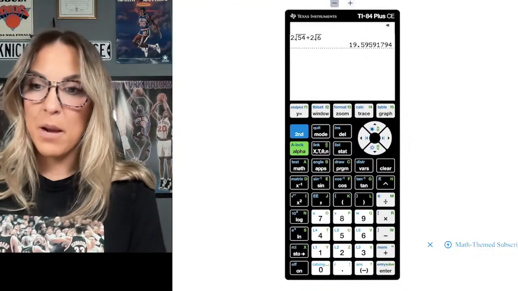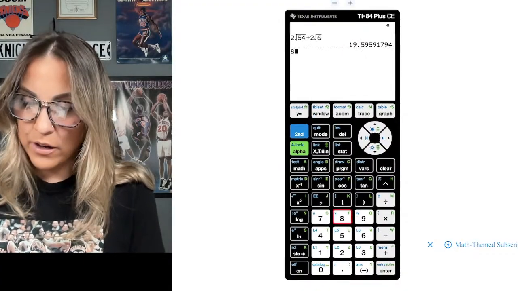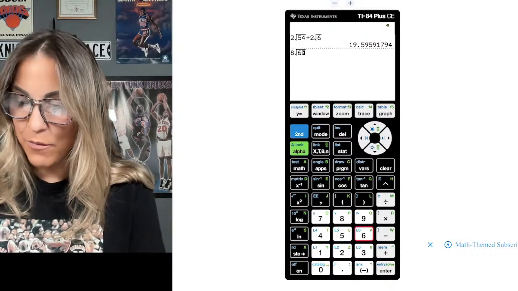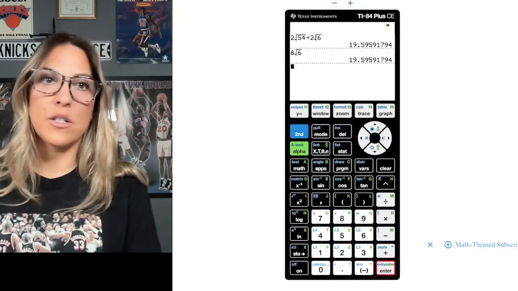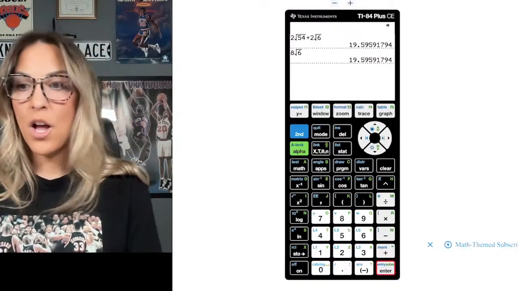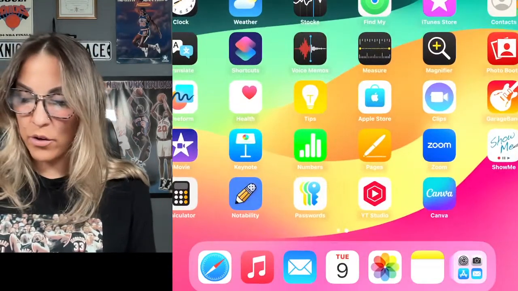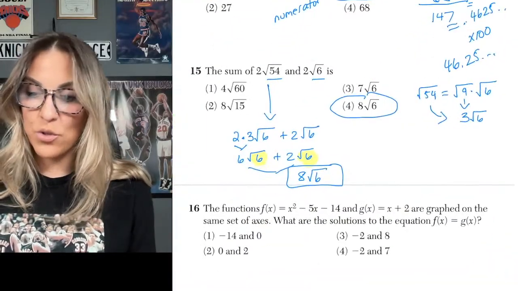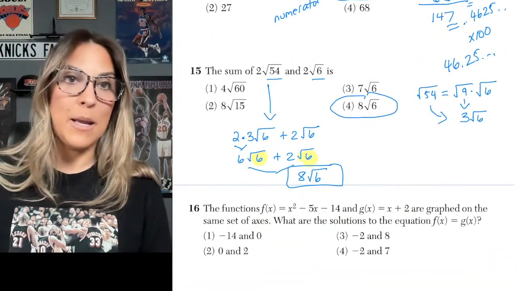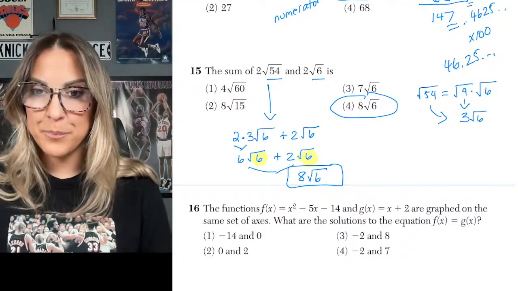All right, so now I'm going to make sure that 8 radical 6 has that same value. And sure enough, it does. So that's a really easy way to use your calculator and check. Or if you forget what I just showed you about how to simplify the radical, you could just go through all your answer choices and check and see which one gives you the same value. So that is a longer way to do it.